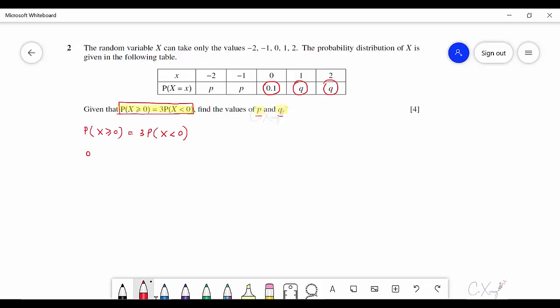So that means you have 0.1 plus 2q, and it is equal to 3 times the probability that x is smaller than 0. Smaller than 0 means both values here, the p here, so it will be 2p. So you have 0.1 plus 2q equals 6p. If you want, you can rewrite it as 2q equals 6p minus 0.1. And this will be our very first equation.